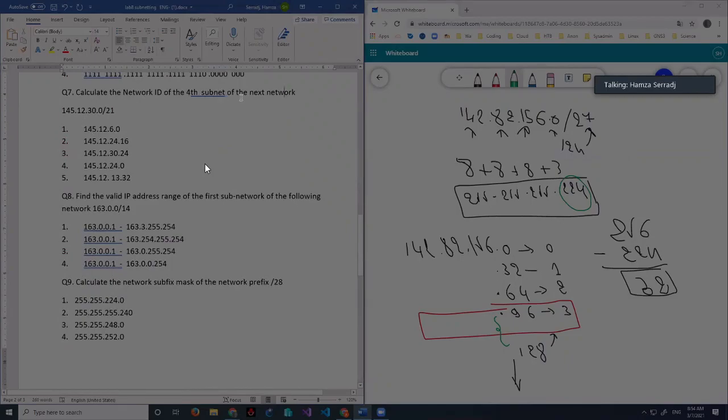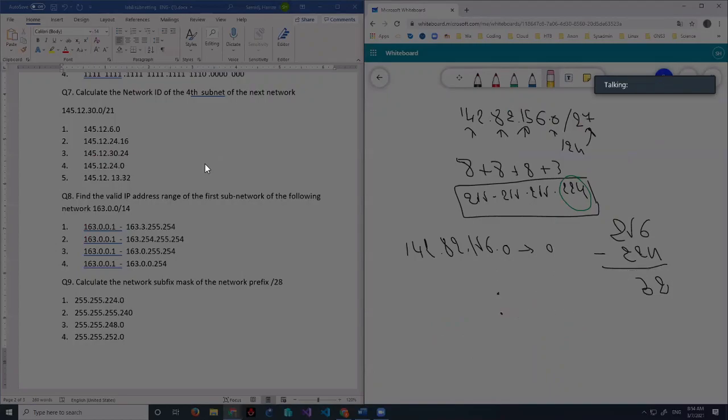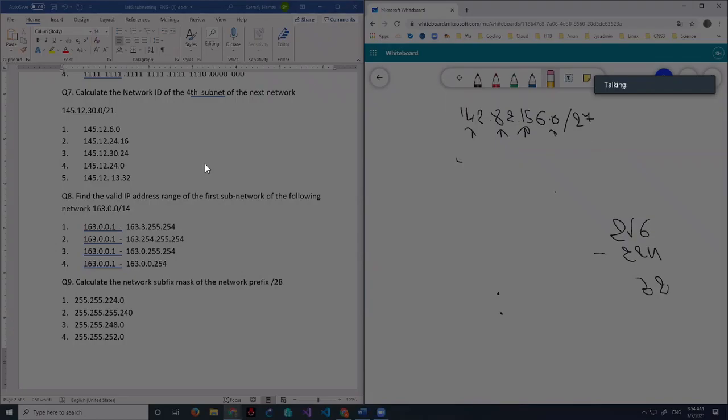Calculate the network ID of the fourth subnet. Okay, let's do subnetting. All right, I have the address 145.12.30.0/21.